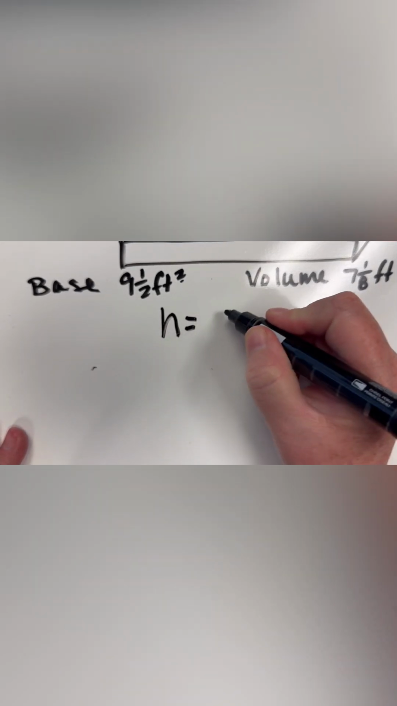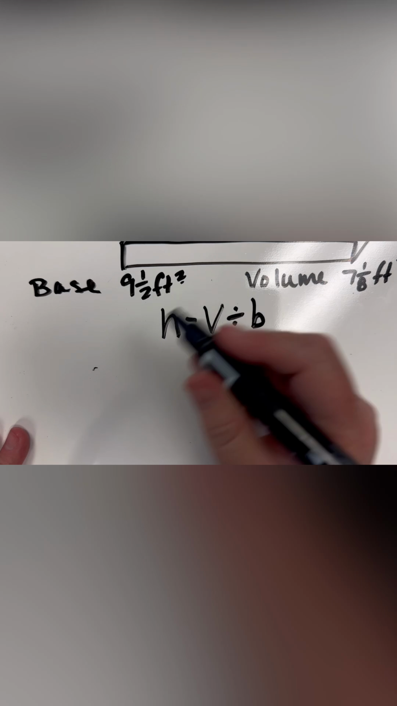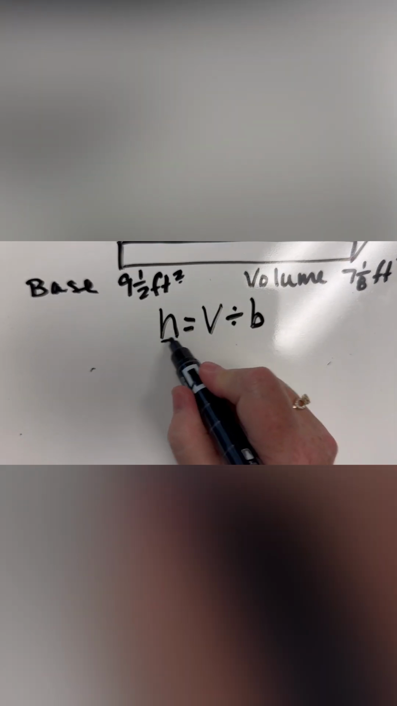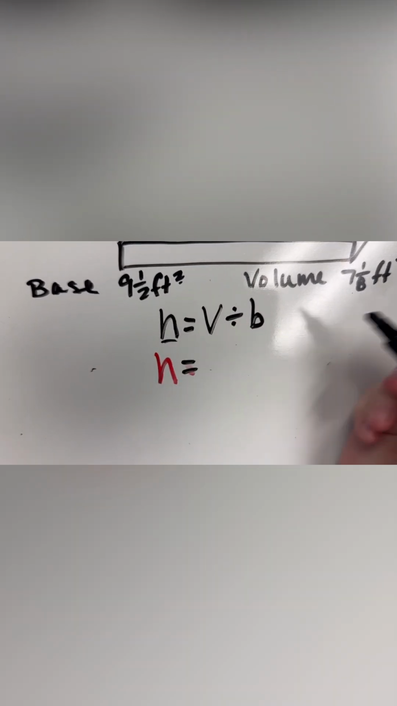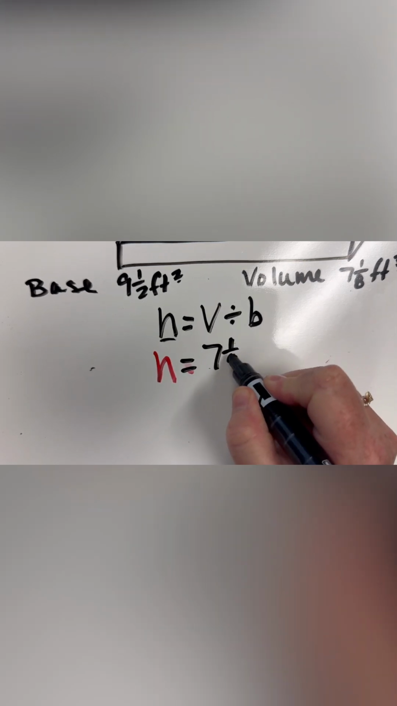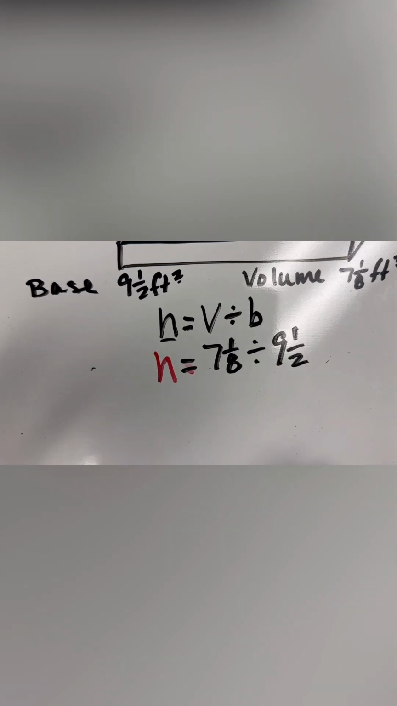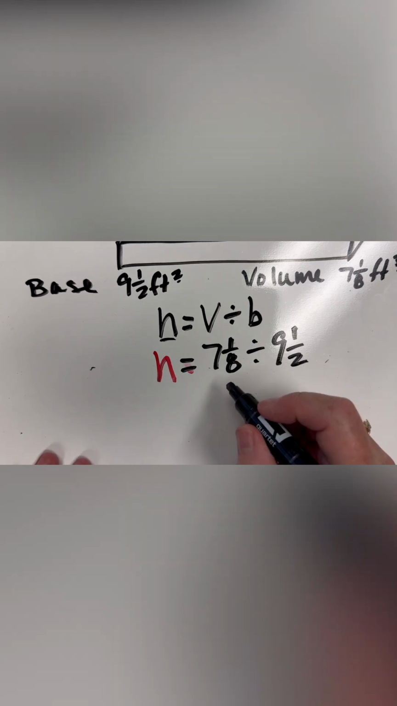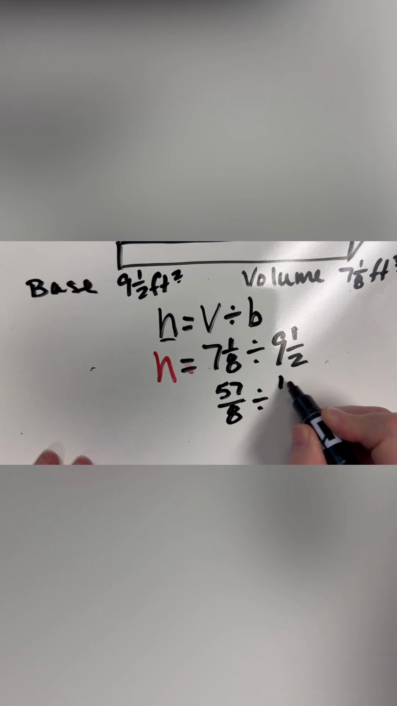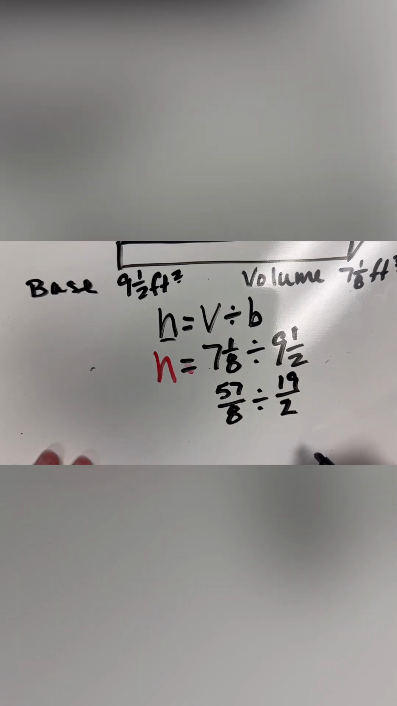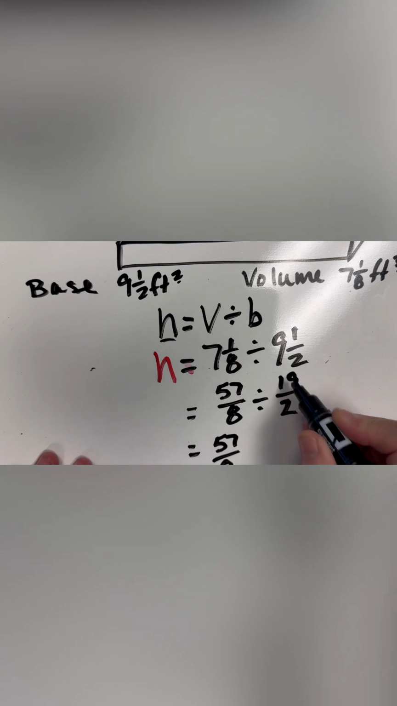So for height, we could play with the equation before we plug in all the numbers. We're still looking for the h, right? But the volume we know is going to be 7 1/8, and it's going to be divided by 9 1/2. So it's the same idea, it's just writing it differently in the equation setup. And so again, we would have 57/8 divided by 19/2.